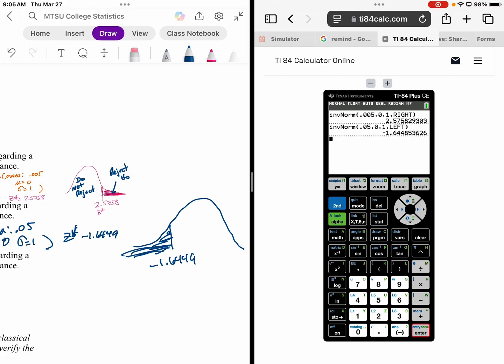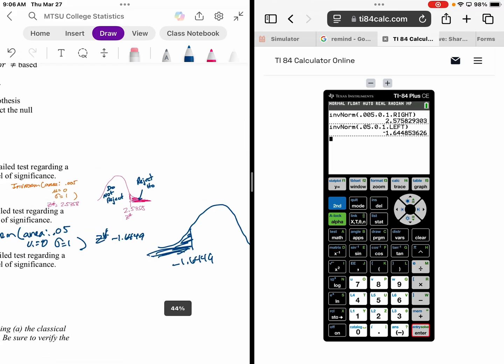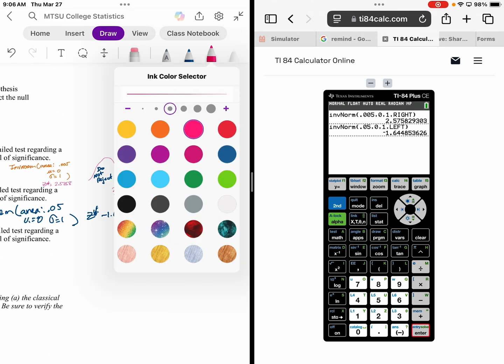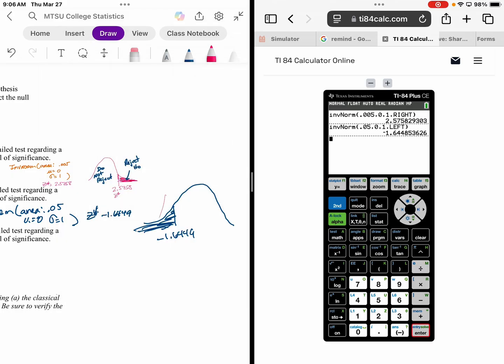Remember, for confidence intervals, we didn't care about the positive and negative symbol on the z stars. However, in hypothesis testing, we have to keep those on there as we analyze, do I reject or fail to reject? And again, in this zone right there, we reject the H0. Here, we do not reject.